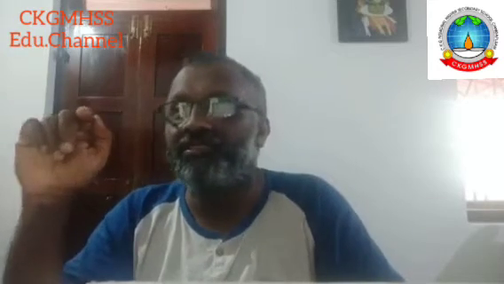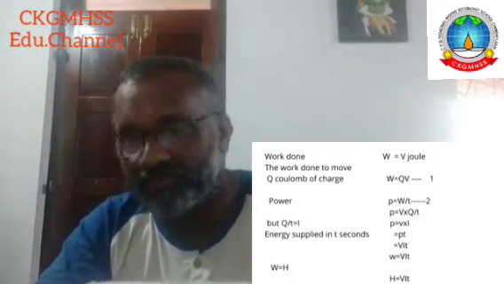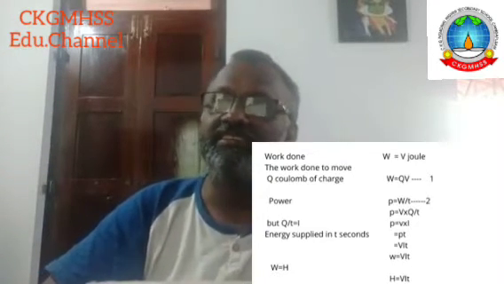Then in the first equation, you know that P is equal to V into I. Right? Here P is equal to V into I. Therefore, we can write this equation as, instead of P we can write VI. Then this is equal to what? Energy supplied in T seconds is equal to VIT. Okay. Then this is the energy supplied in T seconds.